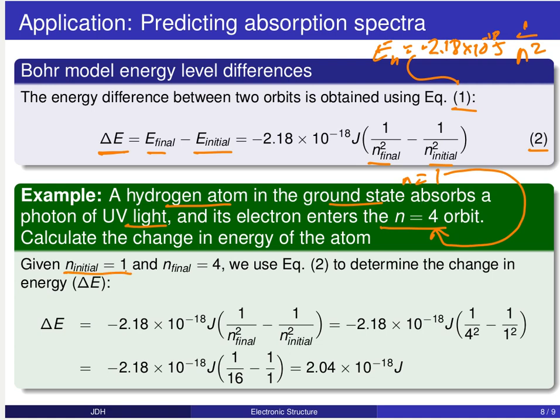So given n initial is 1, n final is 4, we plug everything into equation 2, our final minus initial, 4 minus 1. Don't forget to square these terms, right? We're squaring them. Okay, very common mistake that I see students make. They'll plug in the values of n, but forget to square them. So after we square them, we get our 1 over 16 minus 1, and we find the delta E, the change in energy of that atom through this absorption process.